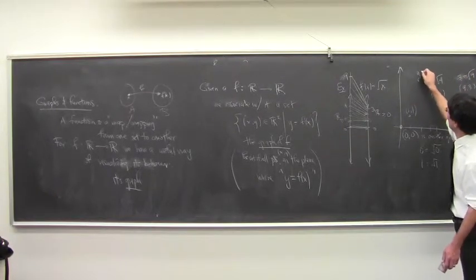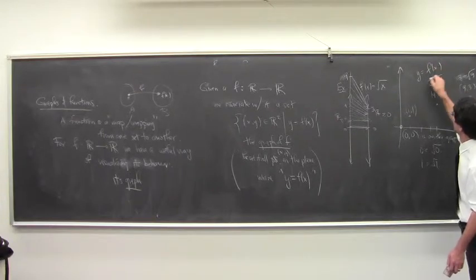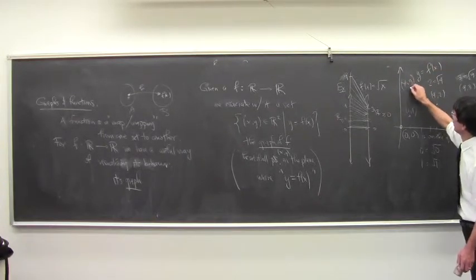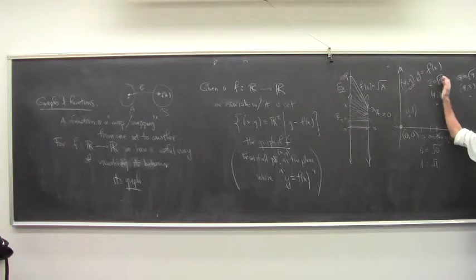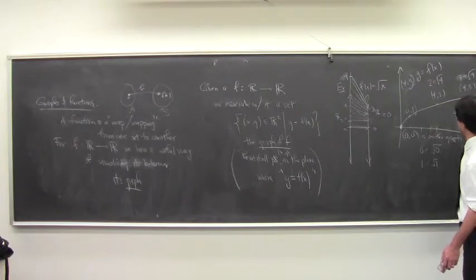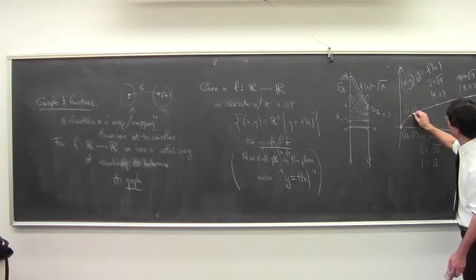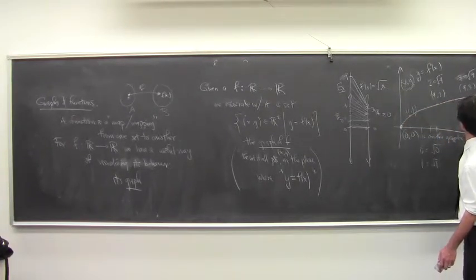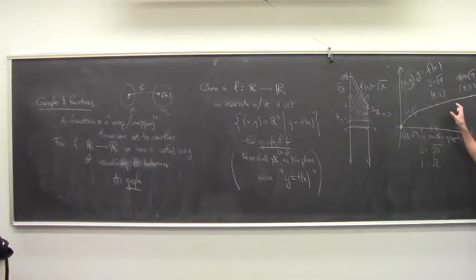So you find all points x, y where the y coordinate is the square root of the x coordinate, and you put all those points down. So here they are. You put down all those points, and they create this. That's the set. This set is called the graph.